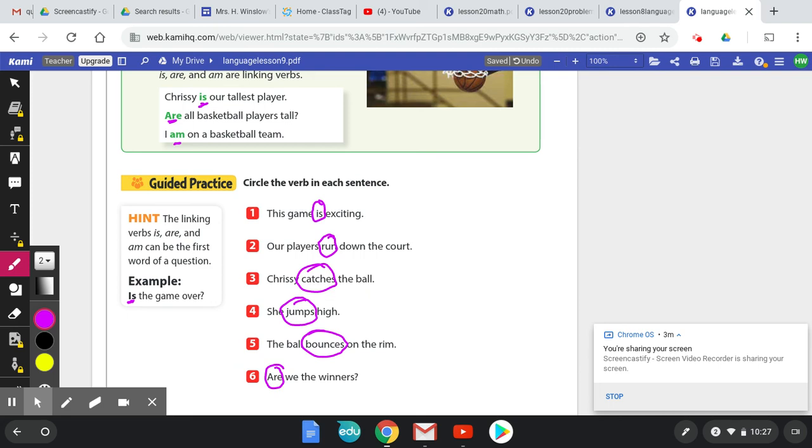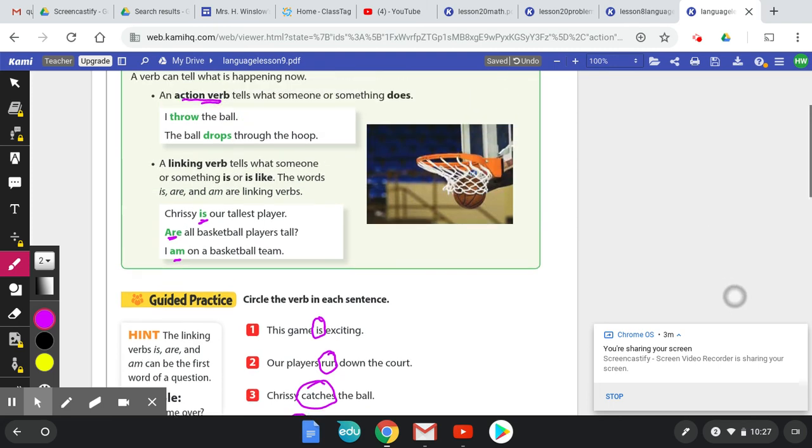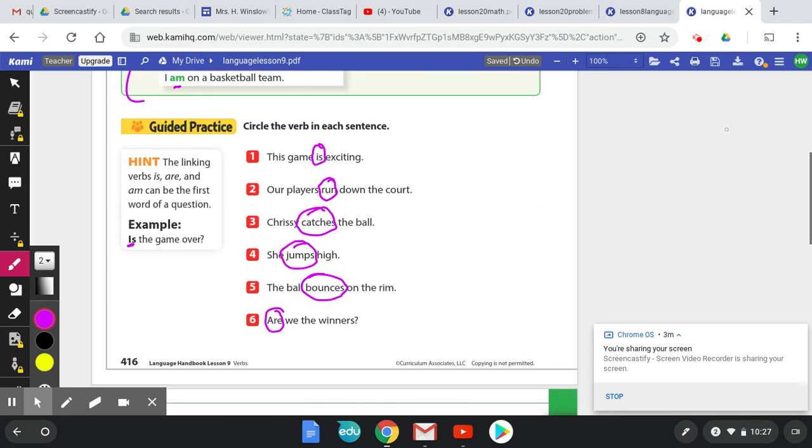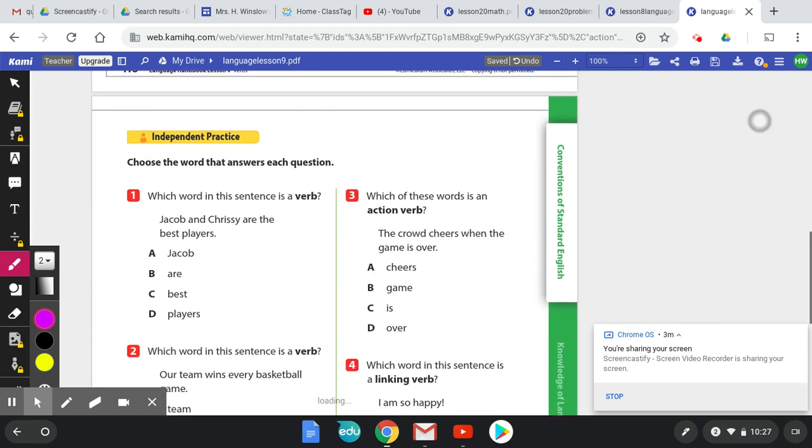Okay? If you have trouble with the next page, make sure you go back to your introduction with your examples. That's why they give you the examples, just like in our math workbook pages. They give you an example to read and to look at first. So make sure you use them. All right? And we'll go over the answers to this next week when we do our next lessons in language.